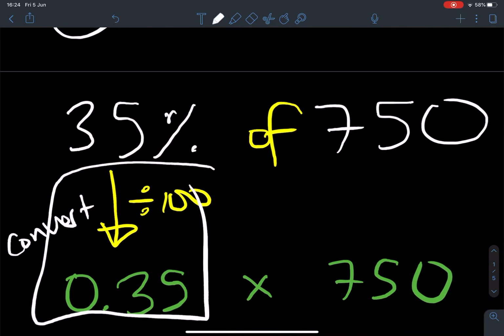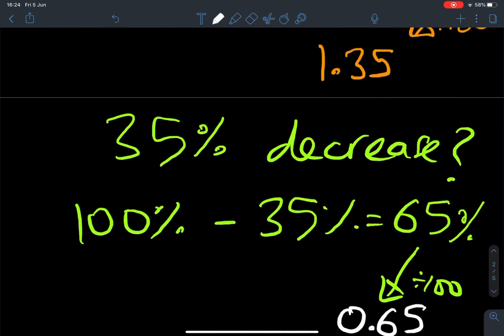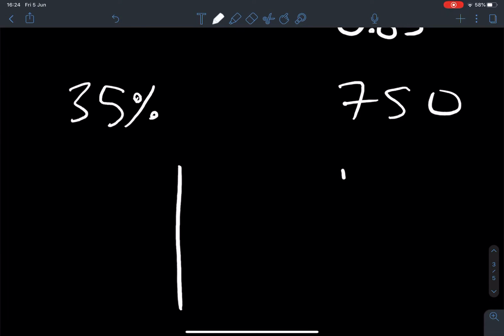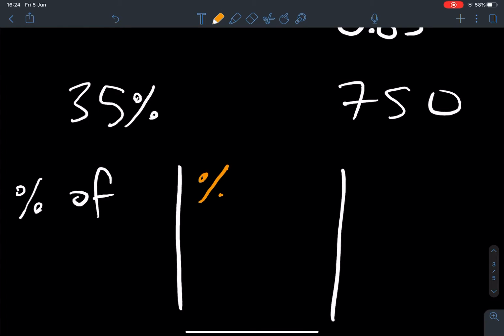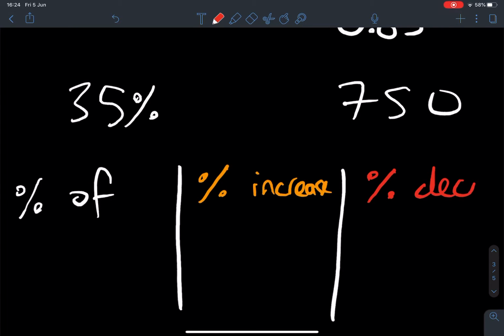Remember, I'm using the same amount of 750 for all three different types of questions. Let me write this down again. So the question was 35%, and the number was 750. So let me do it in three different columns. Percentage of, a percentage increase, and a percentage decrease. Okay, sorry, I'll run out of space there.